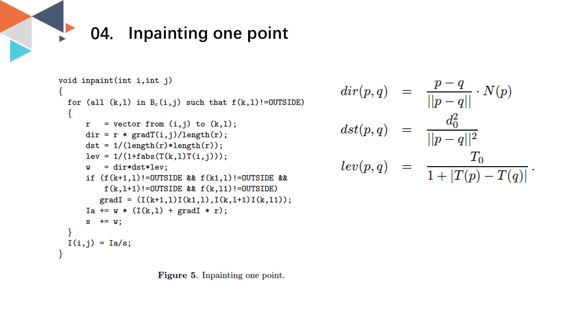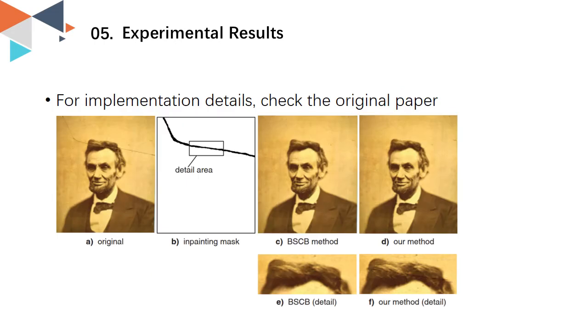As we previously described, we need to define the weights properly to inpaint the point. The weights here are multiplied by three components: the direction component, the distance component, and the level set component, and all this contributes to the final value of P. Here are some experimental results.